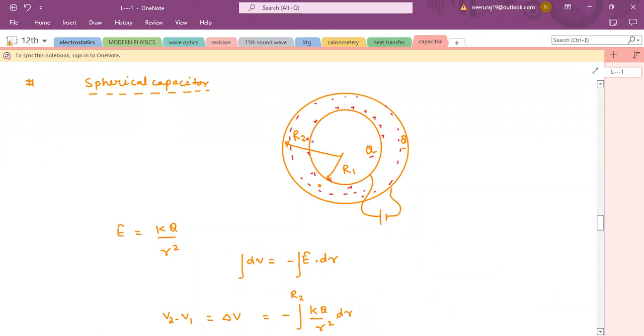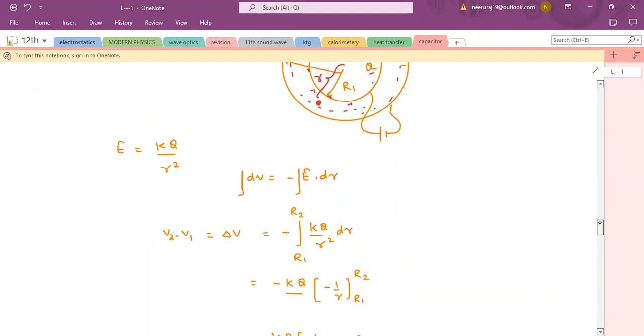When you find out the electric field between the plates at any point, you need to use the Gauss theorem, right? So when you use the Gauss theorem, the electric field at any point at a distance r from the center is going to be E equals kq by r square, where q is the charge only on the inner plate. This is going to be the electric field. Now, the second step is we need to find out the potential difference between the two plates.